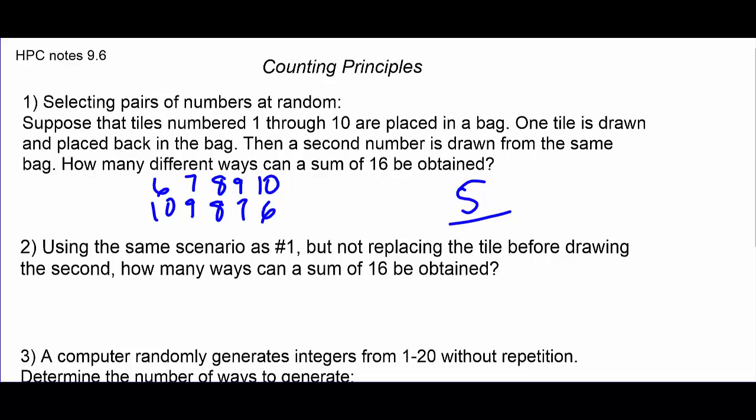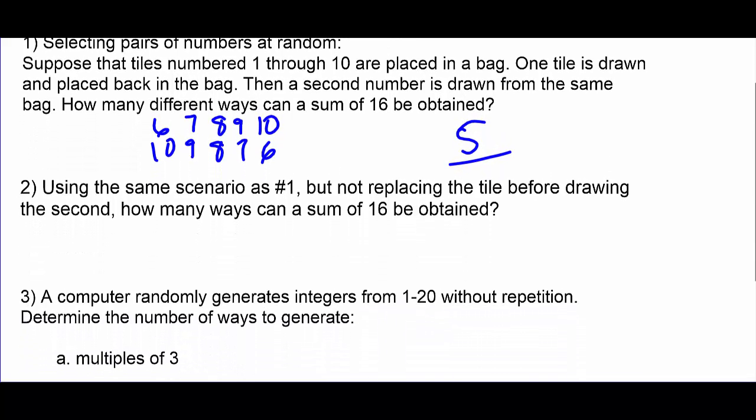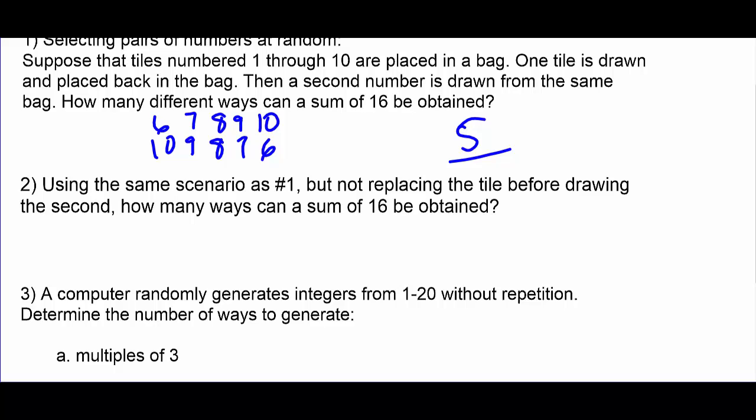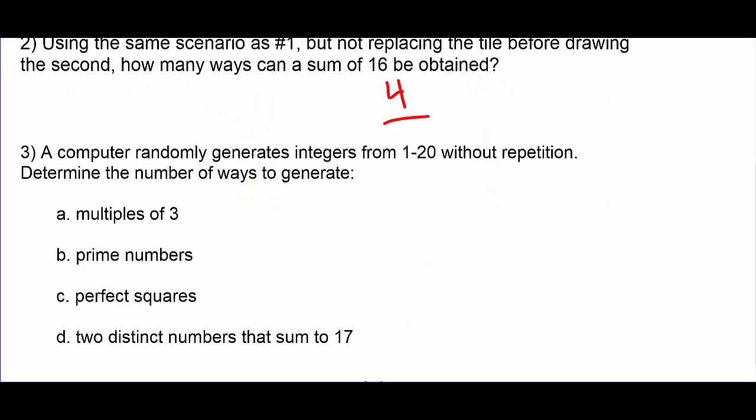Now on number 2, it's really a similar problem to number 1, the big change being that we're not replacing the tile. That's a key difference, because not replacing the tile eliminates one of those 5 possibilities. You can see it. It's the one with 2 8s. We can't draw 8 twice because we're keeping the tile out of the bag. The other 4, though, would all be fine.